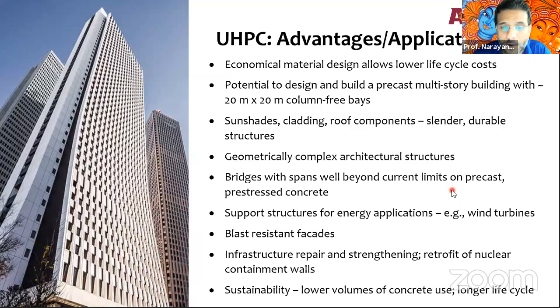You can do it for geometrically complex architectural shapes. You can do it for bridges, which span much longer than what we do now with precast pre-stressed concrete. You can use support structures for energy applications, blast-resistant facades for protection of military personnel, or protection of important buildings, repair and strengthening of infrastructure, repair and strengthening of nuclear containment structures. All of those are tremendous advantages that this material has, especially given the fact that in the US, we are talking about a lot of infrastructure repair now.